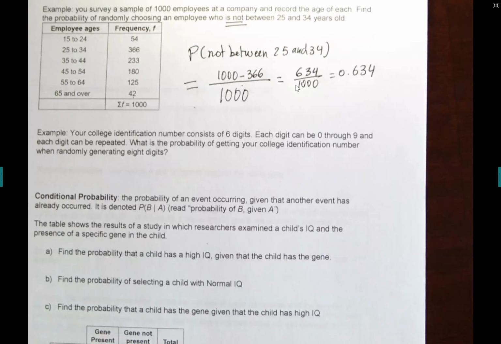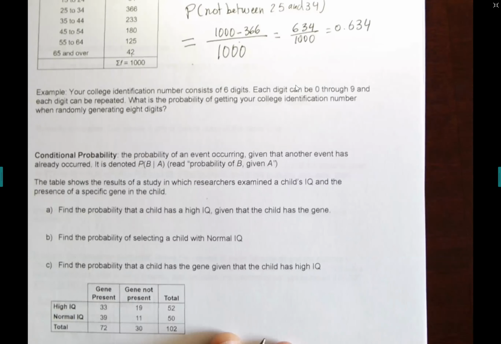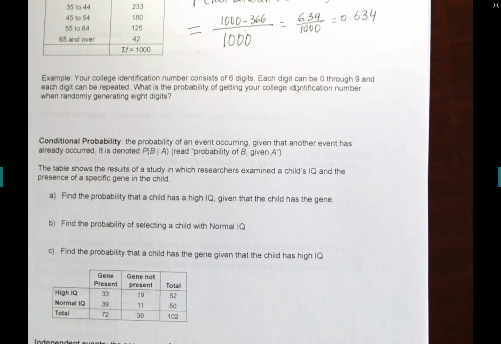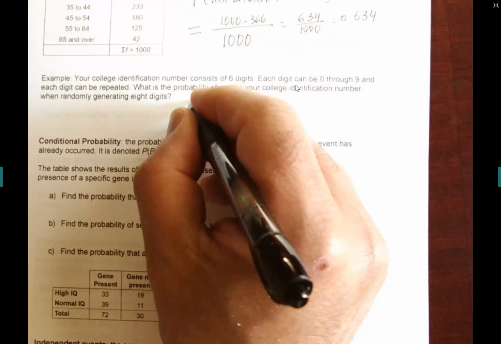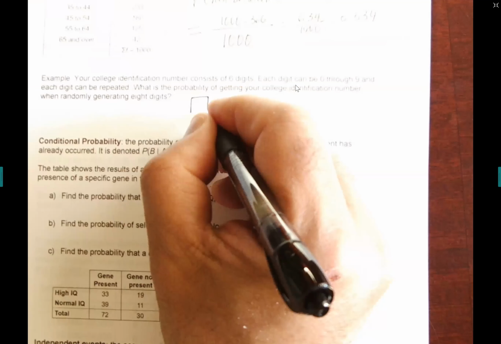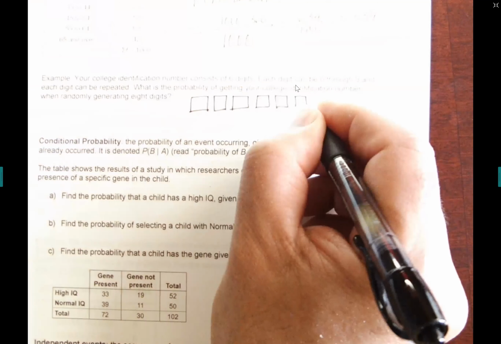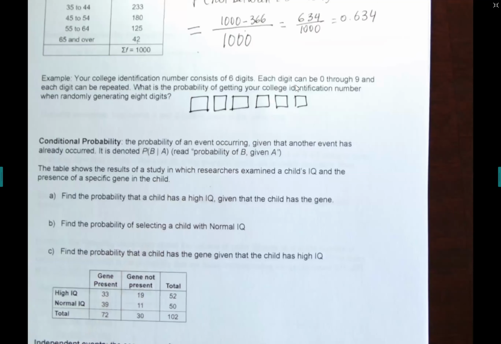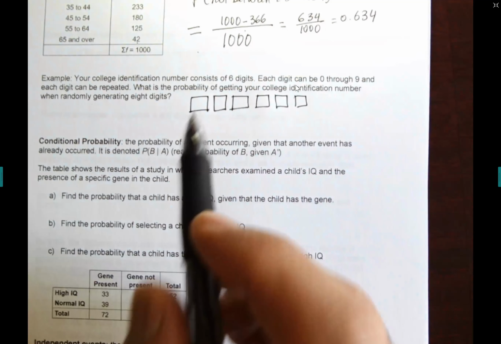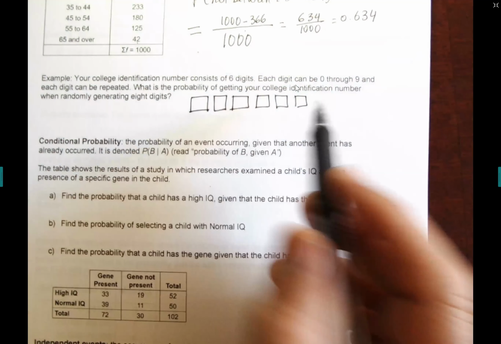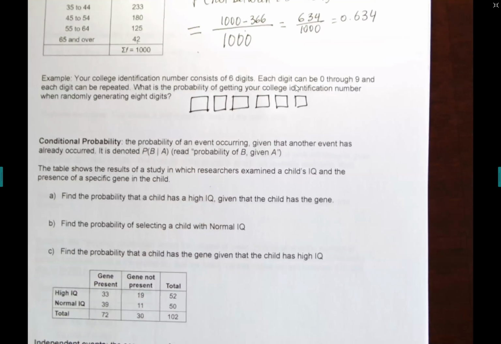Okay, next question, guys. Help me with this one. Your college identification number consists of 6 digits. One, two, three, four, five, six. Okay. Each digit can be 0 through 9, and digits can be repeated. So you can have an ID number, let's say 110156. It can be anything here. What is the probability of getting your college identification number when randomly generating 6 digits here? I'm sorry. Should be 6.